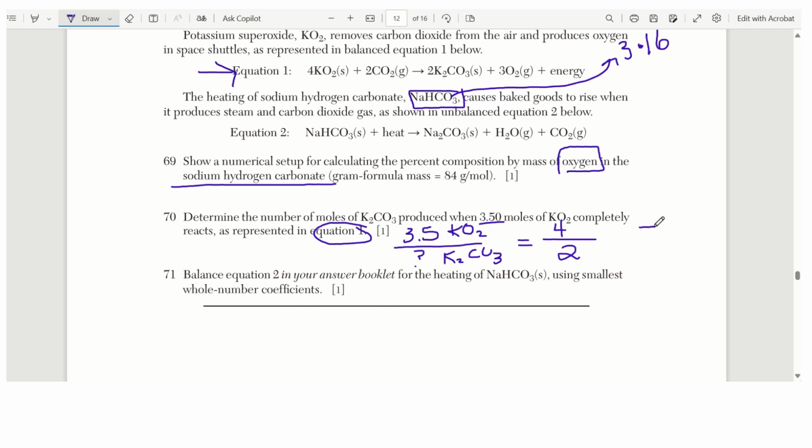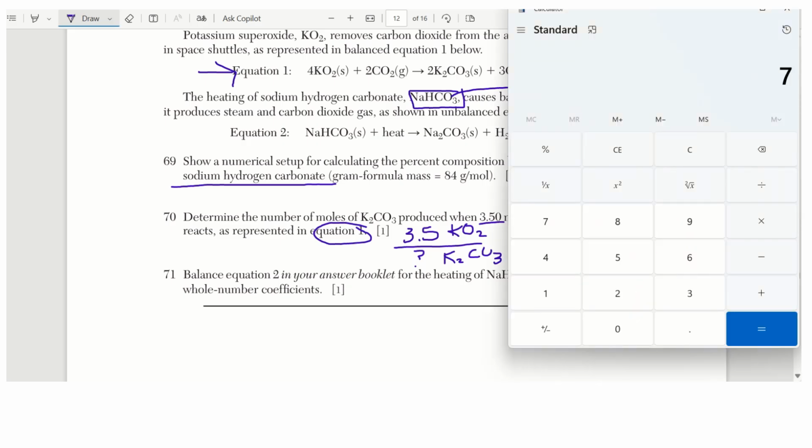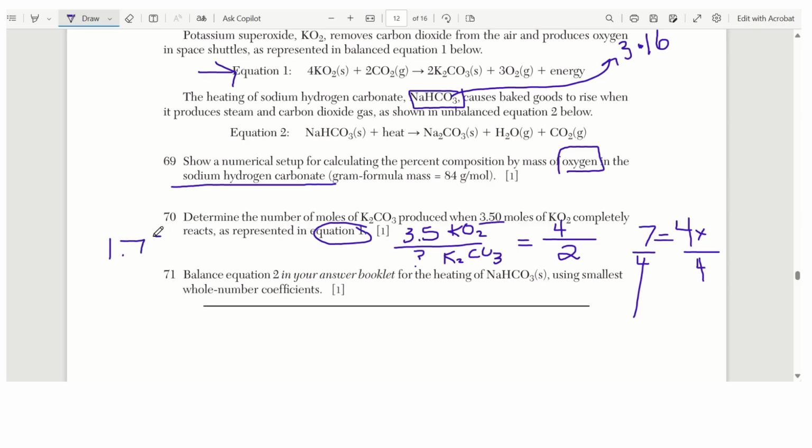So now I just cross multiply, right? 3.5 times 2 is 7. This is what I'm trying to find, 4 times x, right? Then I'm going to divide by 4. So what is 7 divided by 4? 1.75 moles.